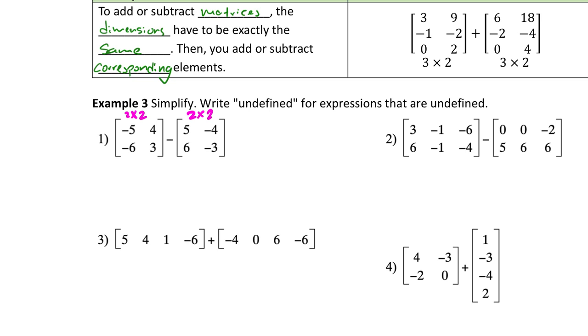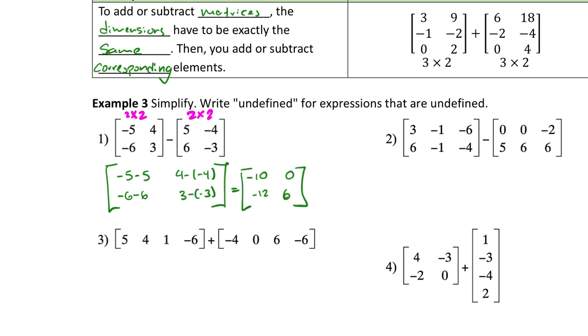So let's see this operation, right? So I'm going to subtract corresponding elements. So I have negative 5 minus 5, then 4 minus negative 4, then negative 6 minus 6, and then 3 minus negative 3. So that means that this equals negative 10. Then I got 0. Negative 6 minus 6 is negative 12. And then 3 plus 3 is 6. And remember that this right here becomes a plus and a plus.